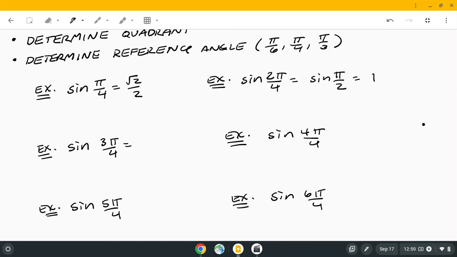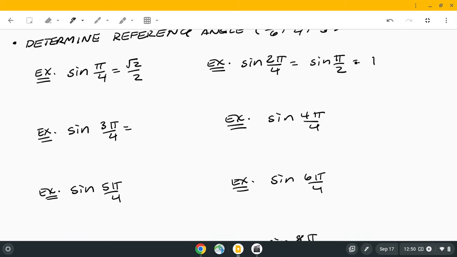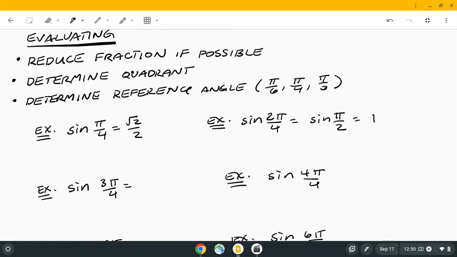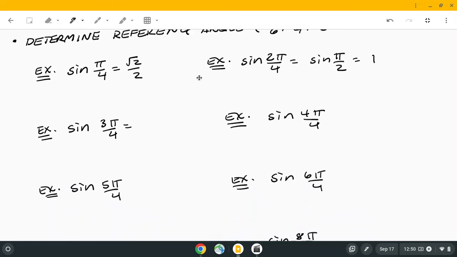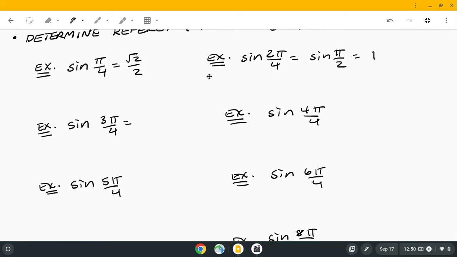Once we get out of that first quadrant, once we are not an acute angle, and now these are all not acute because we're going beyond 90 degrees, it is helpful to draw it. Look up here: reduce the fraction if possible, determine the quadrant. That's why it's nice to draw the quadrant, and then we can figure out the reference angle. So here's a hint.